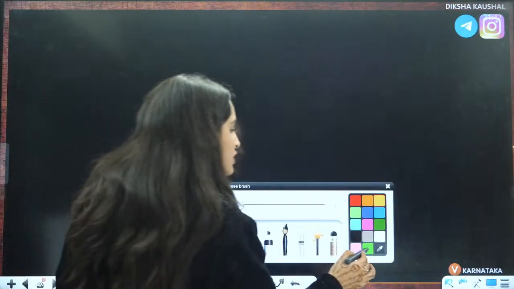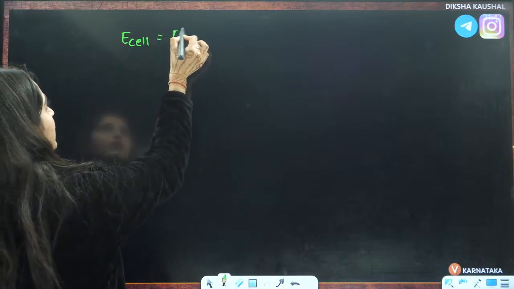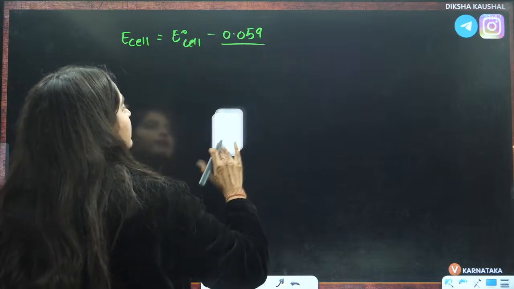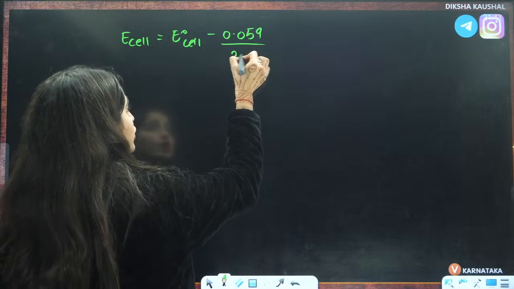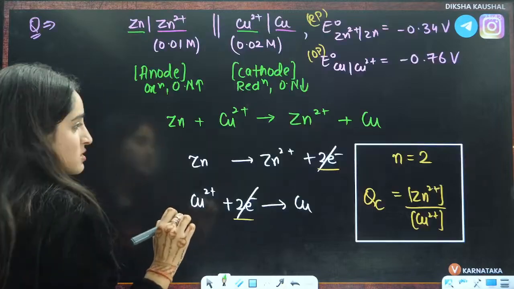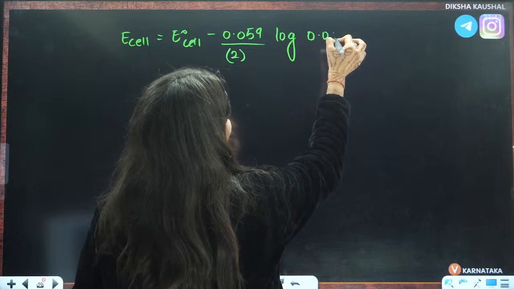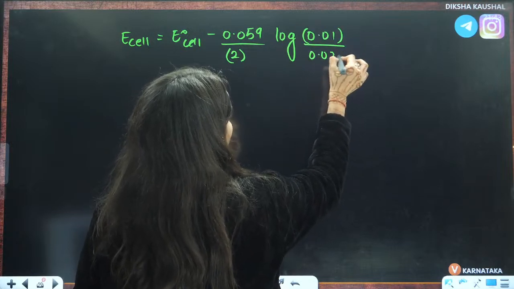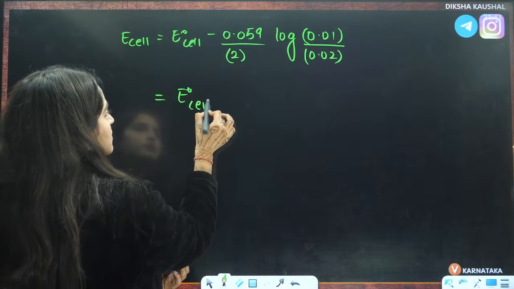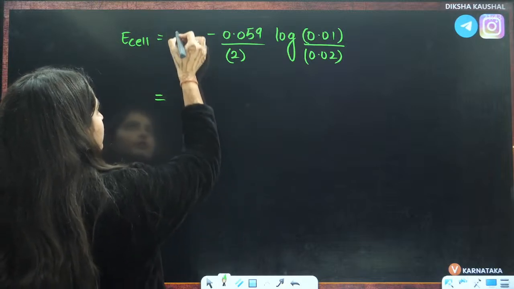Yes. Now, we just need to put the value here. This becomes E cell equals E naught cell minus 0.059 divided by N. N is 2, right? Log Q. Q is Zn2 positive divided by Cu2 positive. Zn2 positive is 0.01, divided by 0.02, and this will become half only. What is E naught cell? That is 1.1. So you can just directly write it here, 1.1.